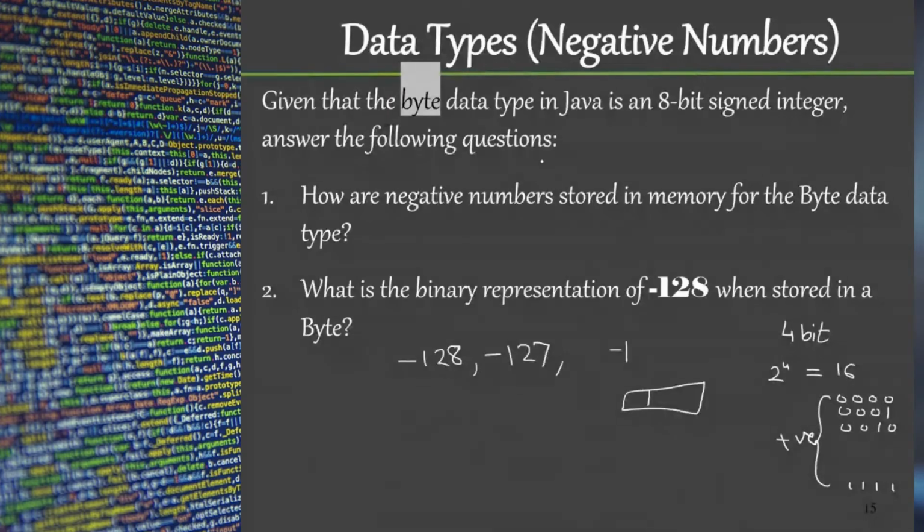So the question is, given that the byte data type in Java is an 8-bit signed integer, how are negative numbers stored in memory for the byte data type? What is the binary representation of -128? Because negative sign we don't have in memory. We just have 0 and we just have 1. So how we are storing negative numbers, that we need to understand.